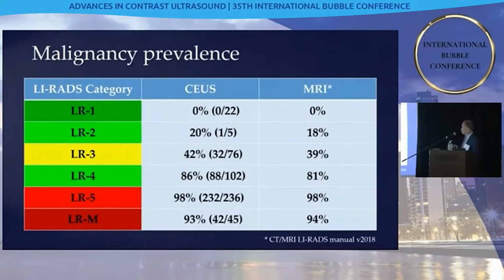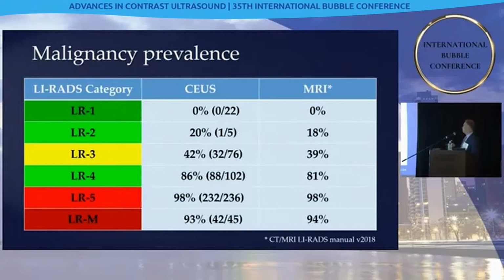And this is by far the most important slide, I think. It presents malignancy prevalence per LI-RADS category. The fantastic thing about contrast-enhanced ultrasound is that in the LI-RADS 1 category, we had 0 HCCs. Meaning if we're sure that the lesion we're looking at is benign, it is benign. You don't need to do anything with this. It is benign. You can stop and tell the patient that they don't have cancer. Similar to MRI, which is very, very good.